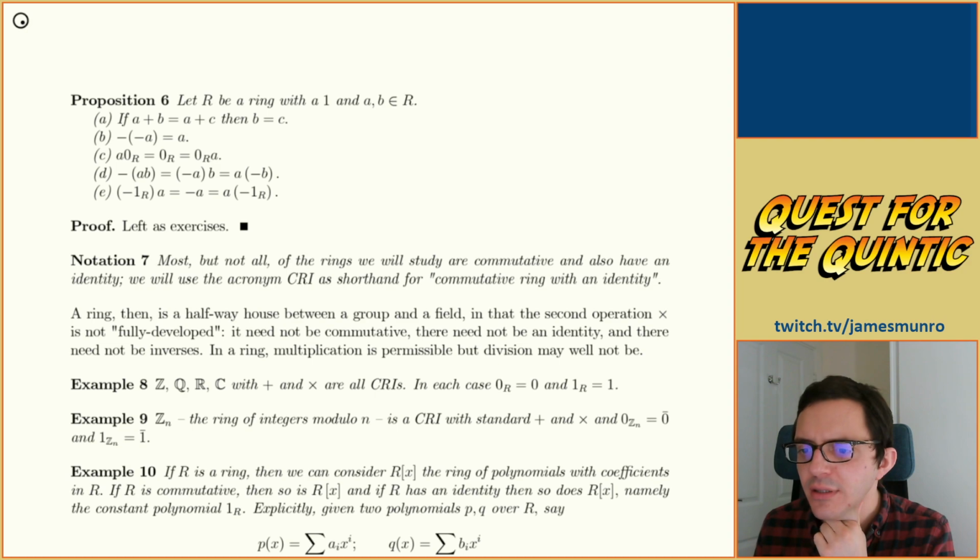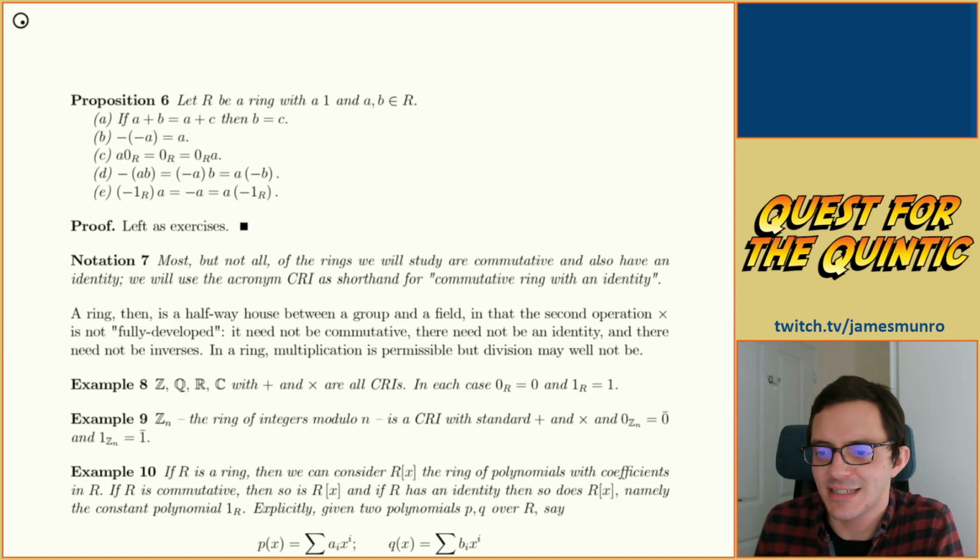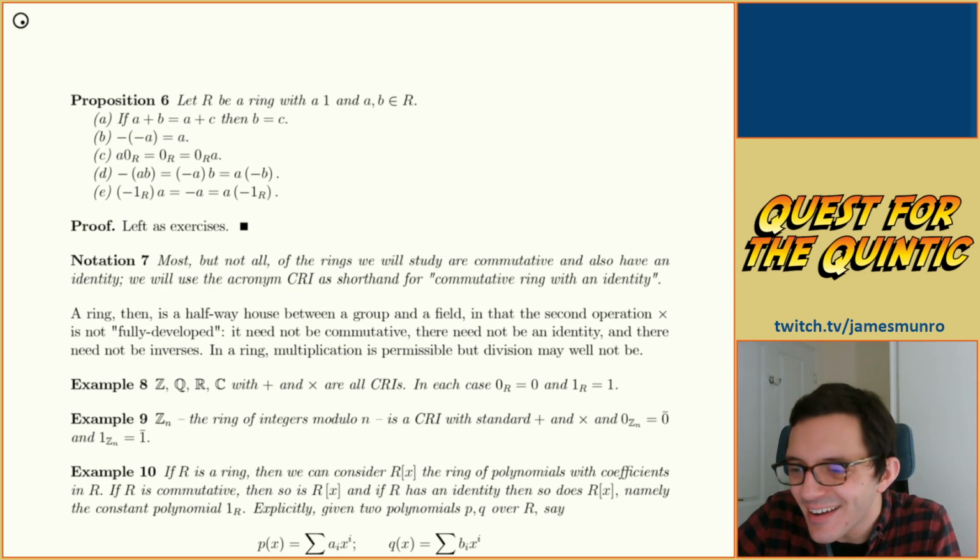Okay, fine. Most, but not all, of the rings we will study are commutative and also have an identity. I'm going to say CRI, which I saw on the list of examples. Oh look, here are some more: Z, Q, R, C, complex numbers. Commutative, also have an identity. Good.